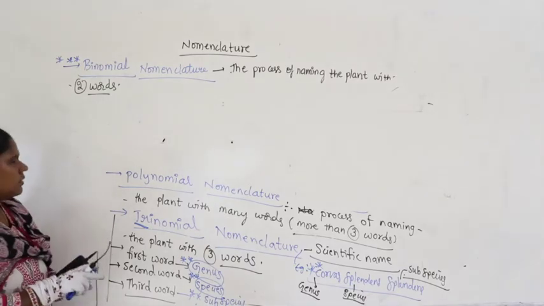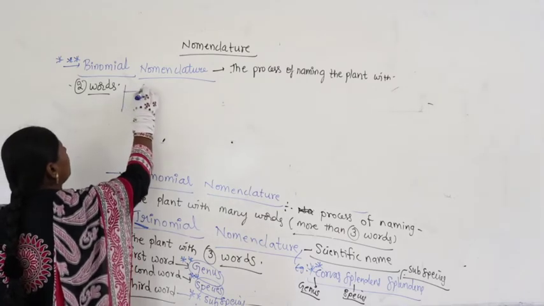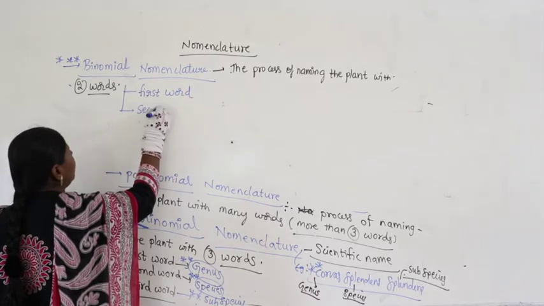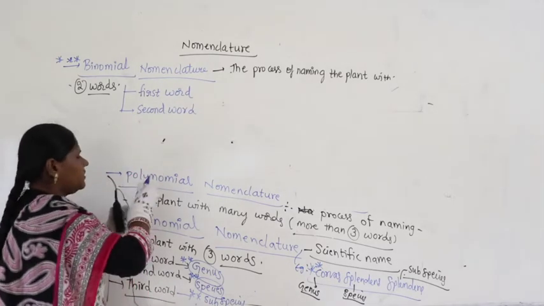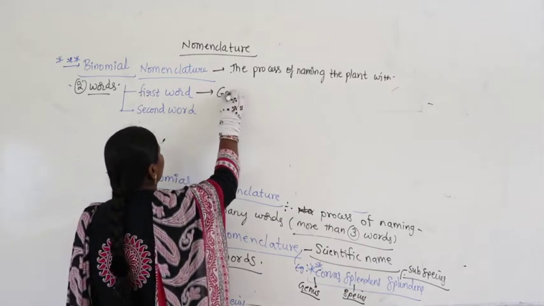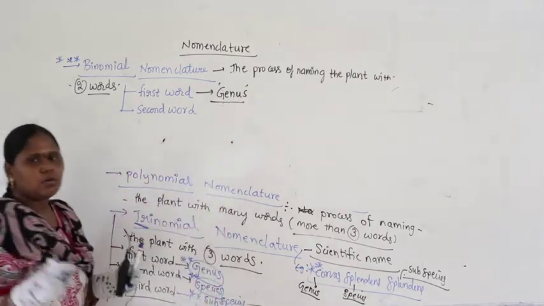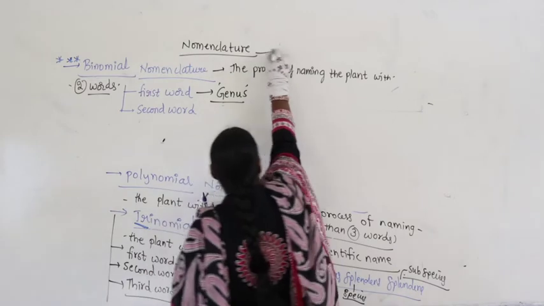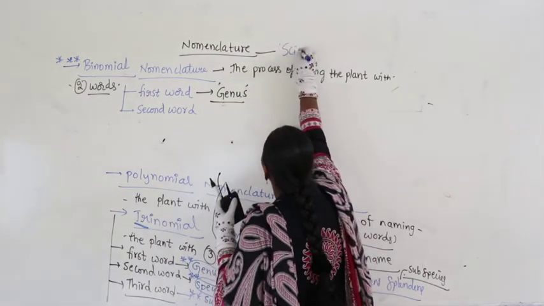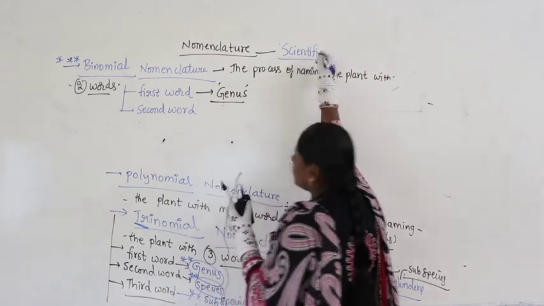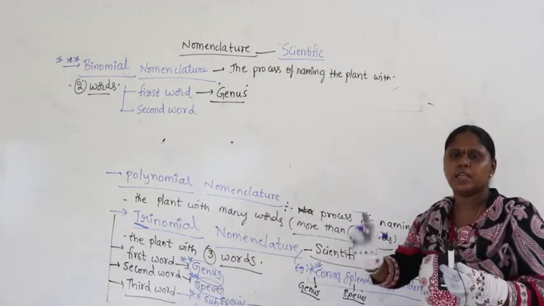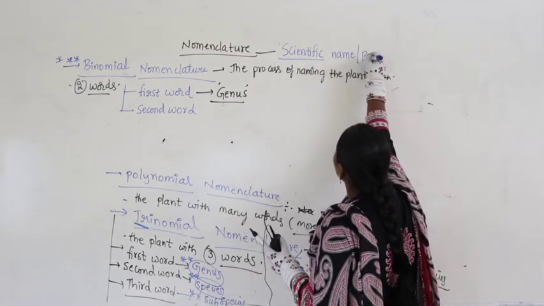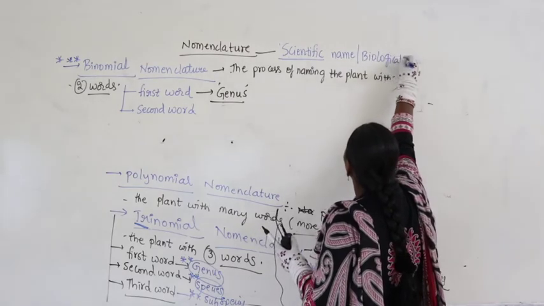What are the 2 words here? The first word is called genus, and the second word itself is called species. The first word is nothing but what we call genus. So the scientific name of the plant, or we say the biological name of the plant, is a universally accepted name of the plant. Universally accepted name, which is called what? A scientific name, or itself is called a biological name.